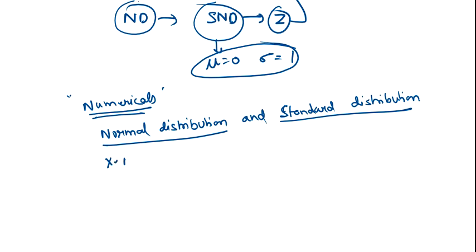Just a few things at the end. If x follows normal distribution, here the parameters will be this, and if x follows standard normal distribution, we know that mean is 0 and standard deviation is 1.